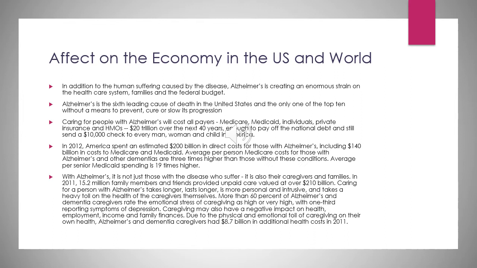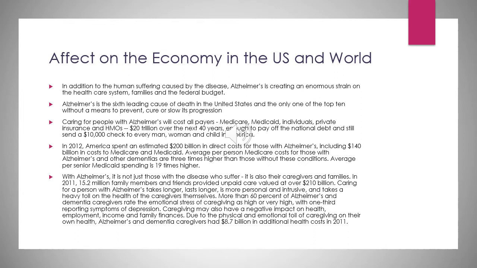Projected in 2011, 15.2 million family members and friends provided unpaid care valued at over $210 billion. Unpaid. So that means $210 billion came out of people's pockets just because they were family members and caregivers who wanted to help the person with Alzheimer's disease, and they give almost their whole lives to help them.